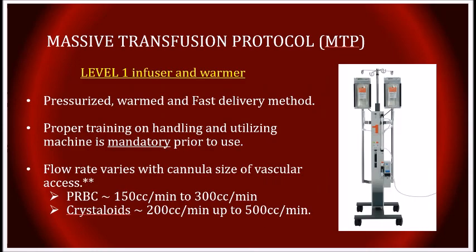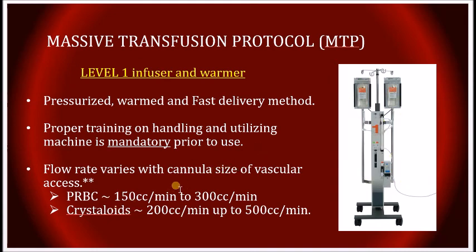Some institutions have the advantage of having a Level 1 infuser and warmer, and it looks like this machine. So all this machine does is it pressurizes and warms for fast delivery of blood or fluid. So you put either saline or blood here. You turn on the pressure, and assuming the machine has all gotten ready and primed and everything, then it delivers fluid at a very, very fast rate, which is very crucial for very severe traumas or very serious GI bleeds. It requires extensive training as an add-on skill.